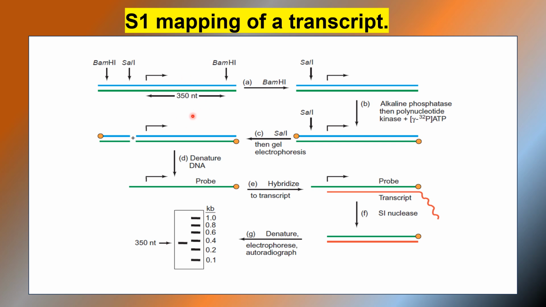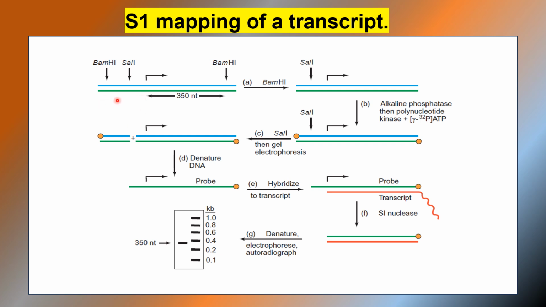Step number one: we need to generate a probe that will be complementary to the transcript of your interest, from which you want to locate either the 5' end or the 3' end. In both of these scenarios there are minute differences, but here our focus will be to locate the 5' end of our transcript. So let's start from the first step.